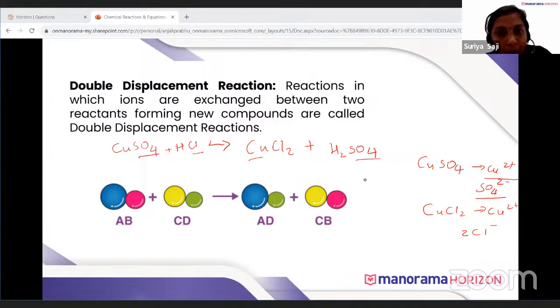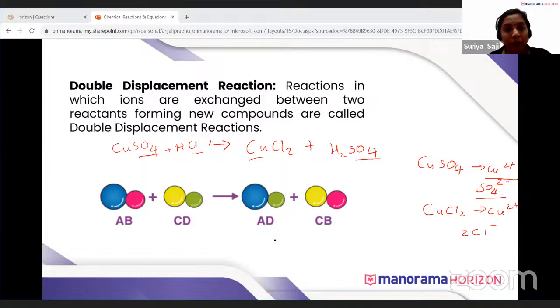Yes, Dikshit, double displacement reaction. The reaction between lead nitrate and KI is also a double displacement reaction. So what will happen? We'll get PbI2 and KNO3, potassium nitrate. KNO3 is the formula for potassium nitrate, and we'll get PbI2.